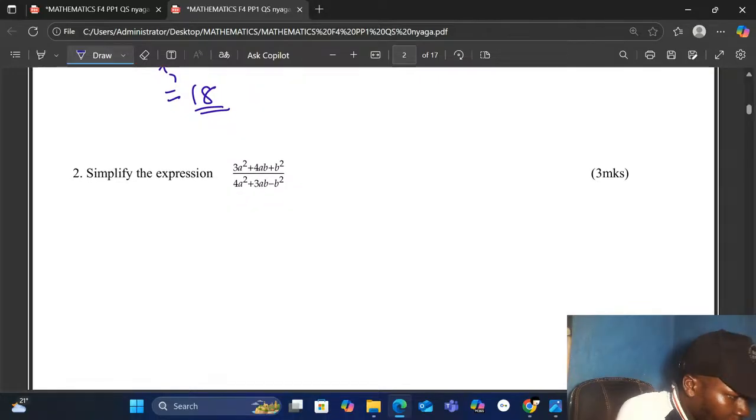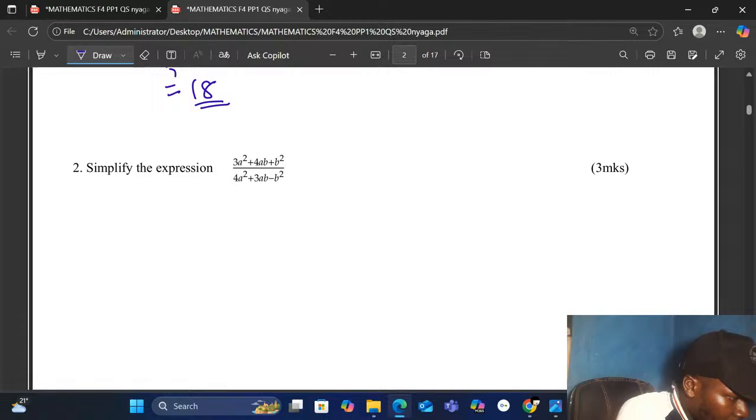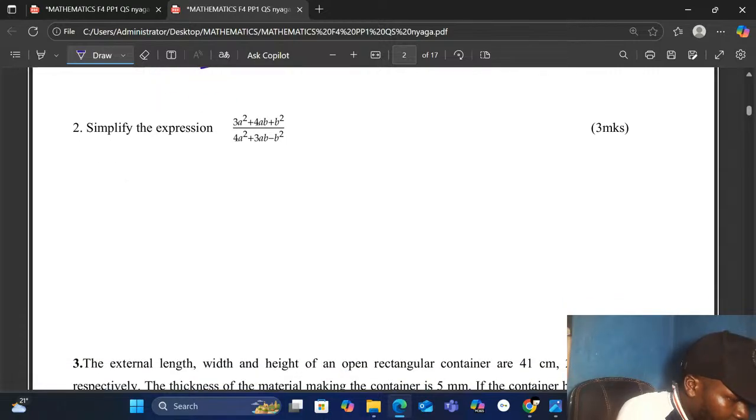Question number 2. Now you simplify the expression: 3a squared plus 4ab plus b squared, divided by 4a squared plus 3ab minus b squared.